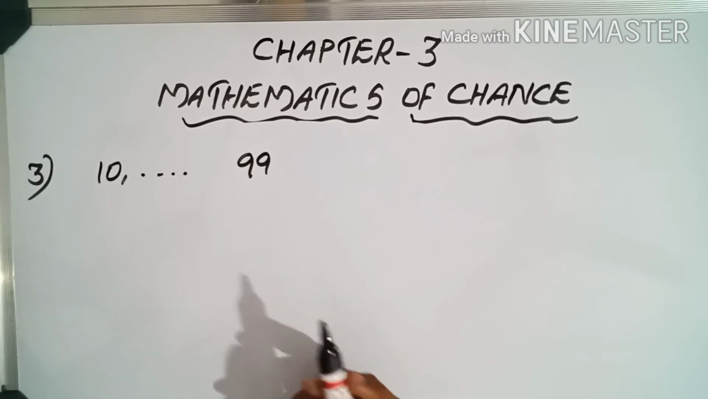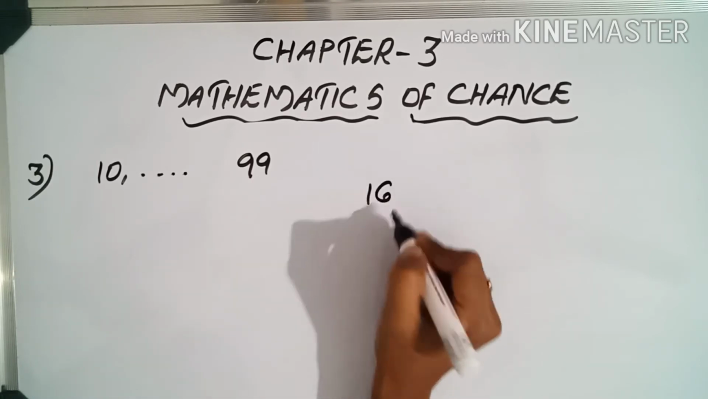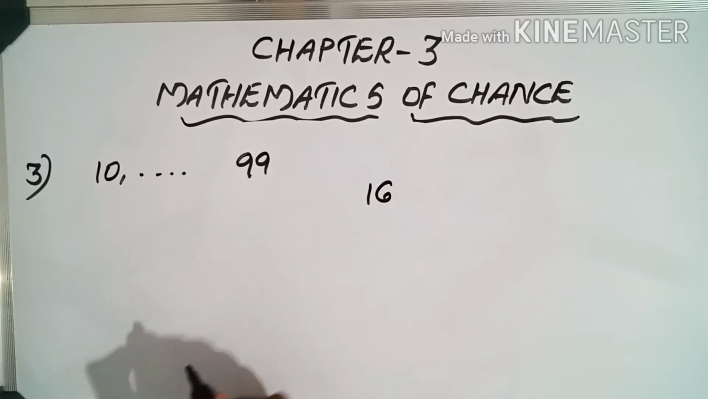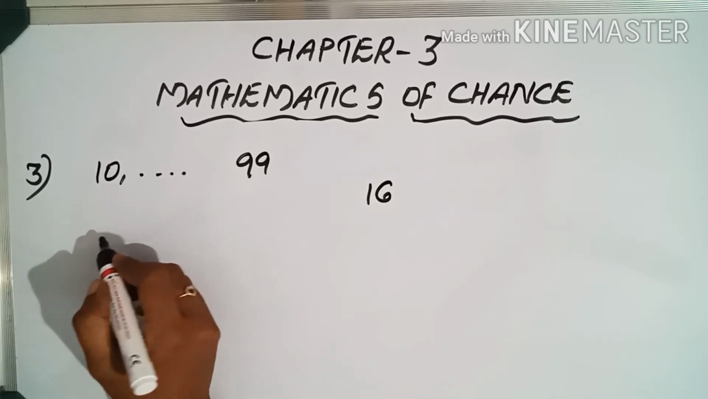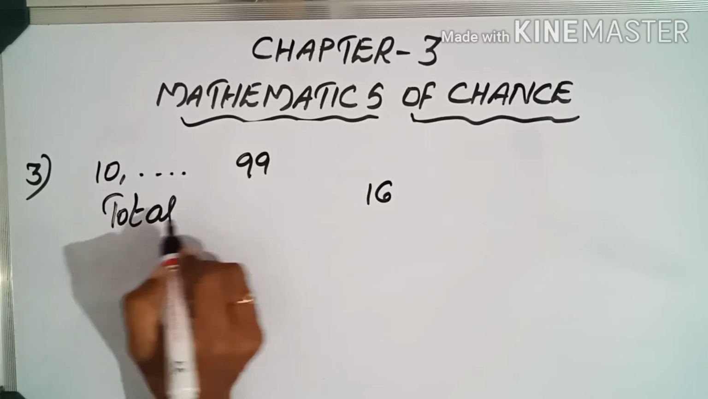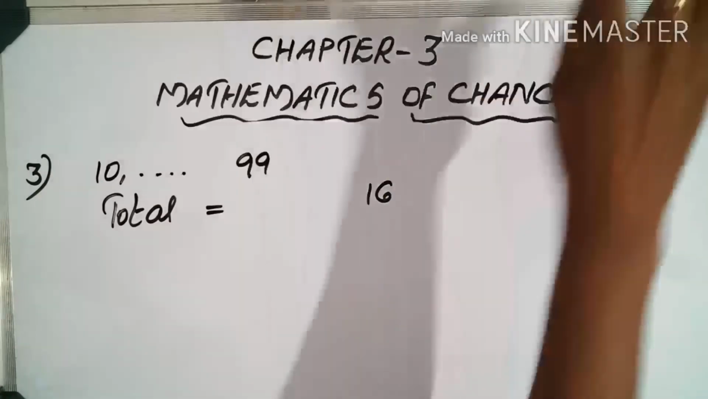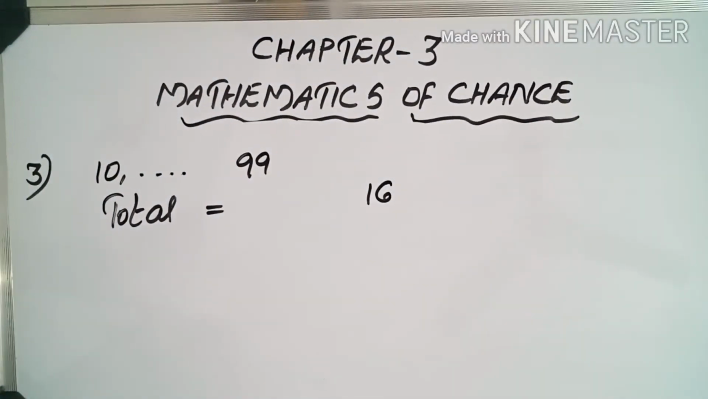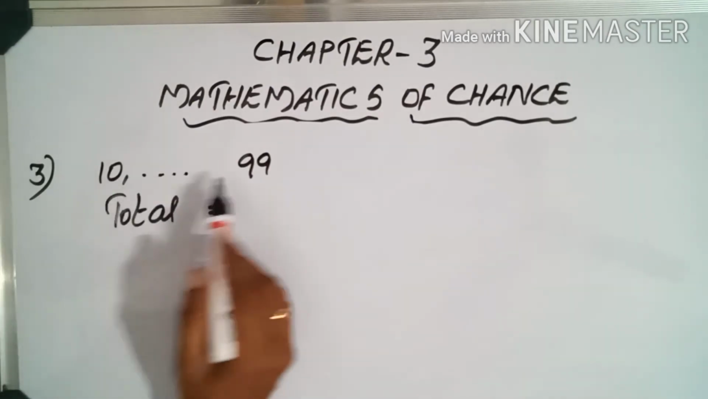A perfect square, for example, 16. If you say 16, that is a perfect square. So here also we need to write the total outcomes first. That means how many 2-digit numbers are there in total? From 10 to 99, how many numbers?